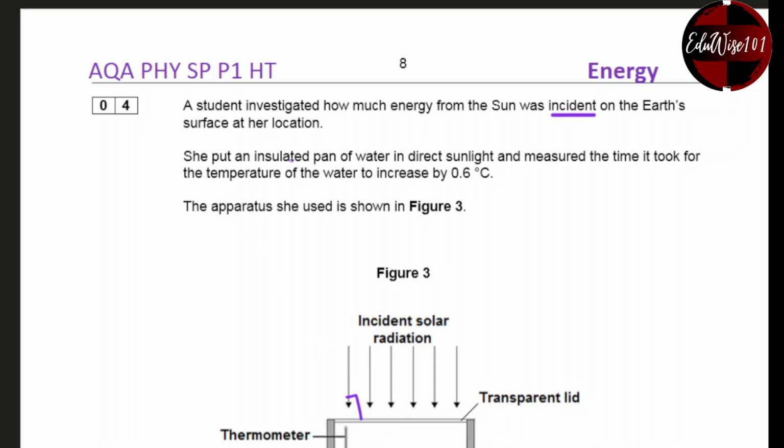She put an insulated pan of water in direct sunlight and measured the time it took for the temperature of the water to increase by 0.6 seconds. The apparatus she used is shown in figure 3.